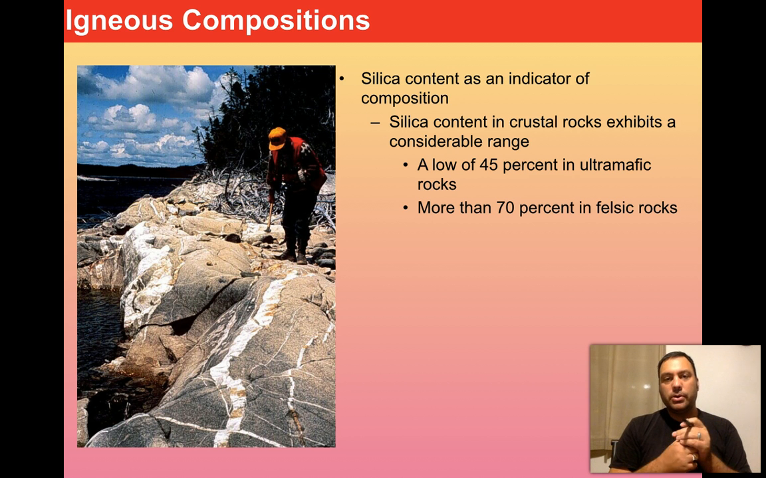So as I stated earlier, the silica content can vary widely amongst the different kinds of rocks, right? We were talking about 45%, even 40% in certain ultramafic rocks, and more than 70% in felsic rocks.